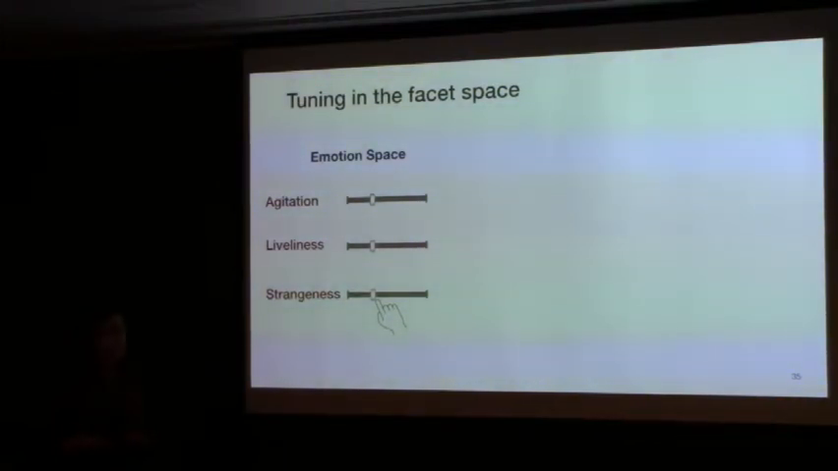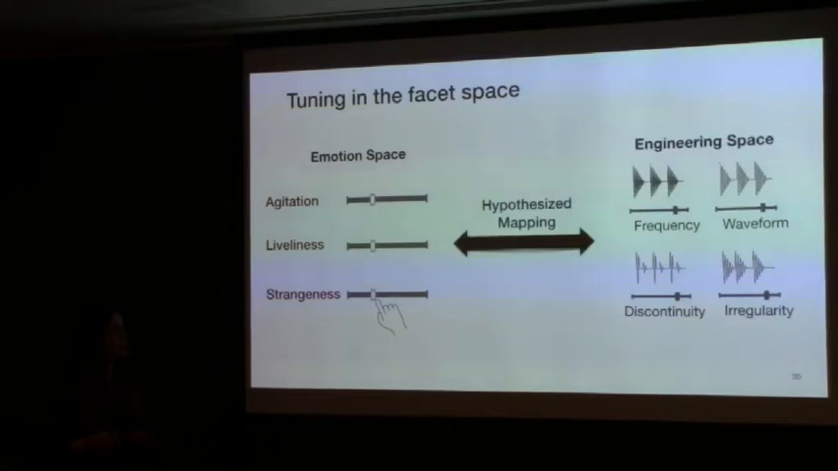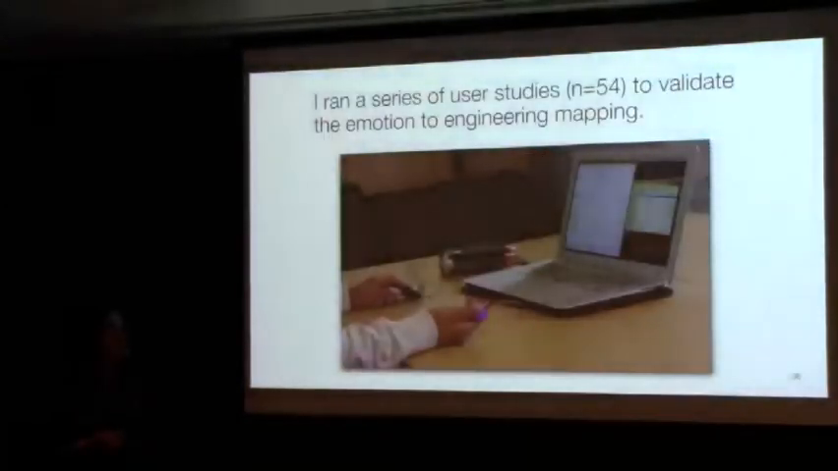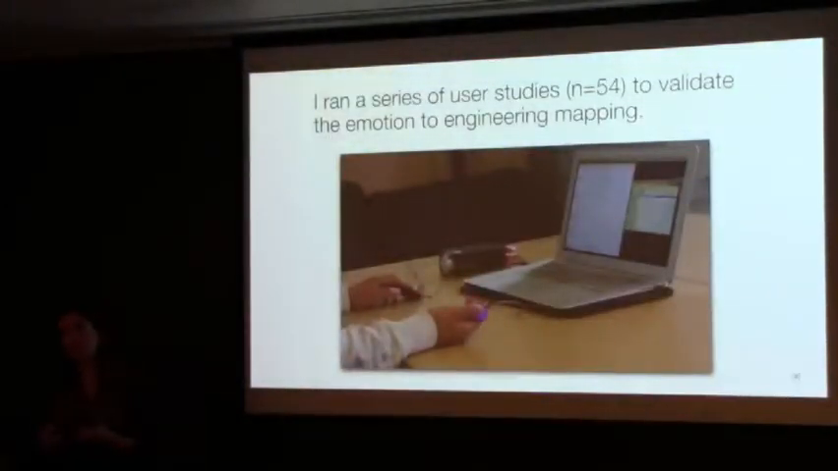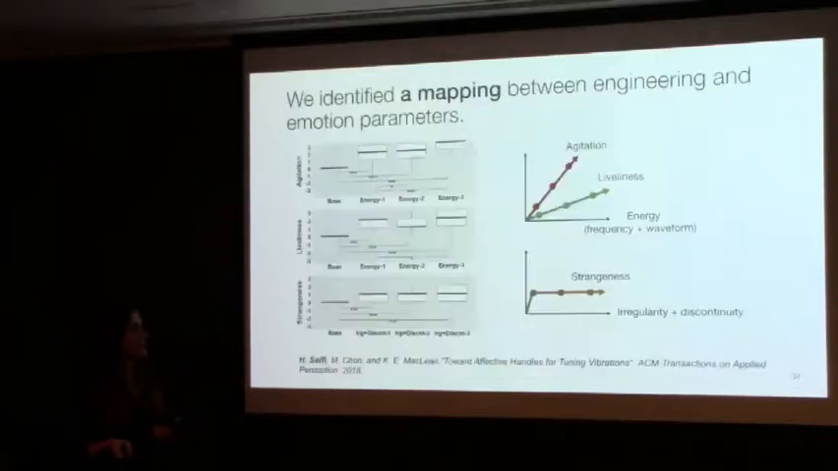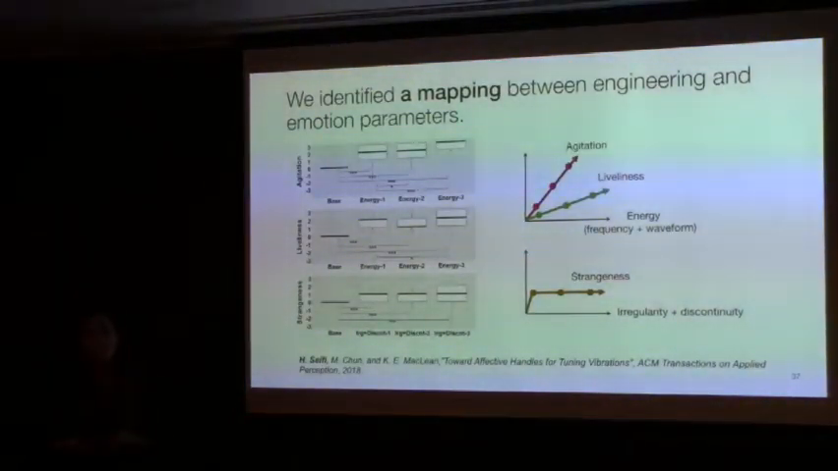Then I took these dimensions and used them as the high-level sliders. My analysis also gave me some hypotheses about how these would map to the low-level engineering parameters, such as frequency and waveform. Then I ran a user study to validate this emotion to engineering mapping. Our results suggested that there is a mapping between agitation and liveliness of vibration and the frequency and waveform of it, and another mapping between estrangeness and the irregularity and discontinuity of the vibration. For example, you can see that the estrangeness mapping is not necessarily a linear relationship.